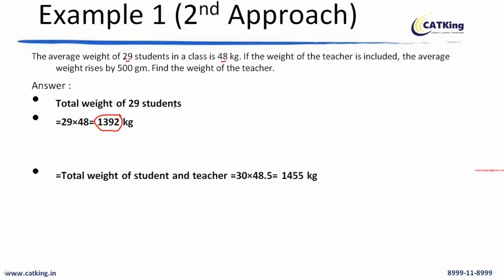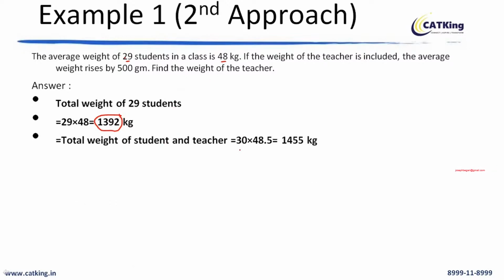Now, the total weight of students and teacher is 30 into 48.5. How is this 30? Because there will be 29 students plus 1 teacher. So 30 quantities into their average. Their average is how much? 48.5. How? 48 plus 0.5 addition, which is given here, 500 grams gets added. So this will be the new average, which will be 1455.